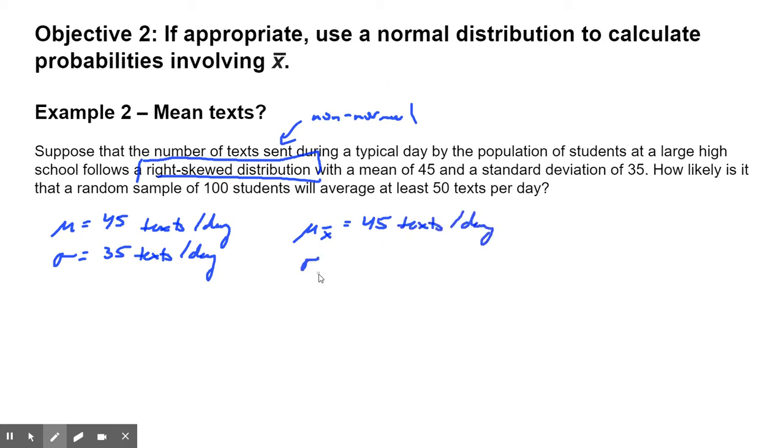To find the standard deviation of our sampling distribution of x bar, we are going to take the 35, which is the standard deviation of the population, but we're going to divide it by the square root of n. And n, right here, sample of 100, n is 100. That's going to come out to be 3.5 texts per day.